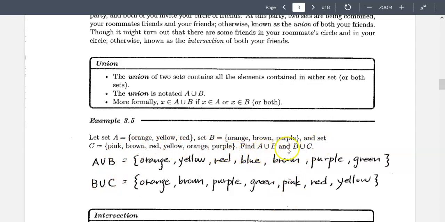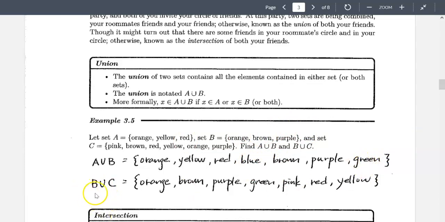A union B means I'm going to combine all the elements inside A and B. So we have orange, yellow, and red. Notice B has orange, but we don't have to say orange again. If you have orange already once, you don't have to say it again. Combining A and B, it should be only orange, yellow, red, brown, and purple. There's a typo here: there's no blue, there's no green.